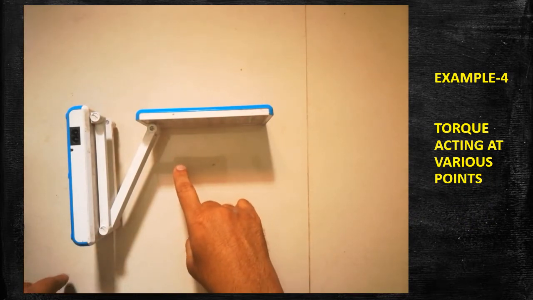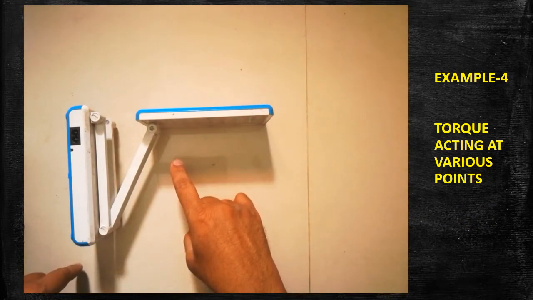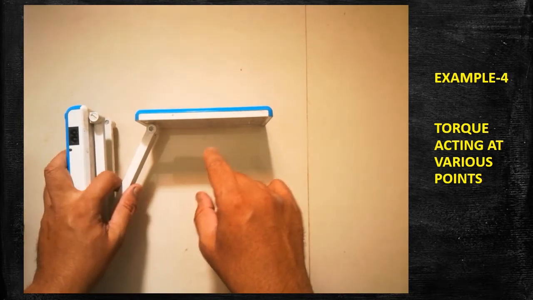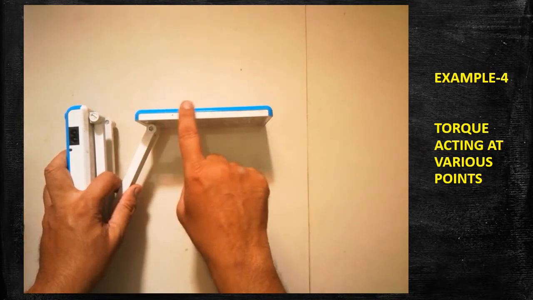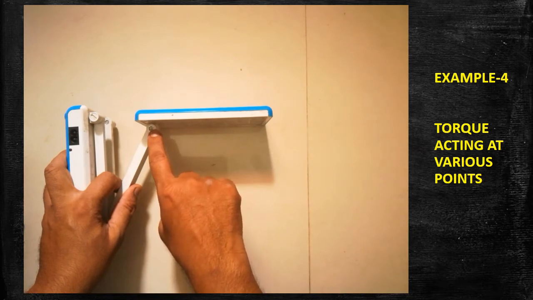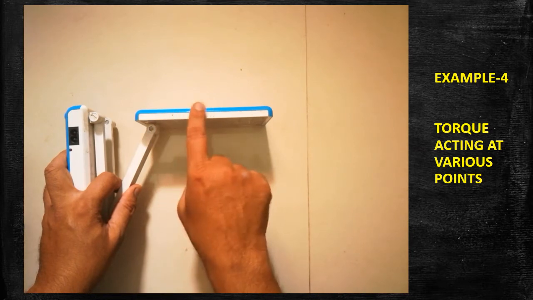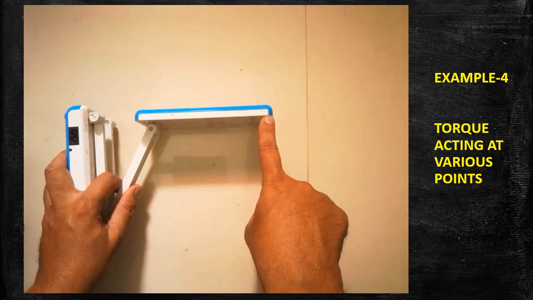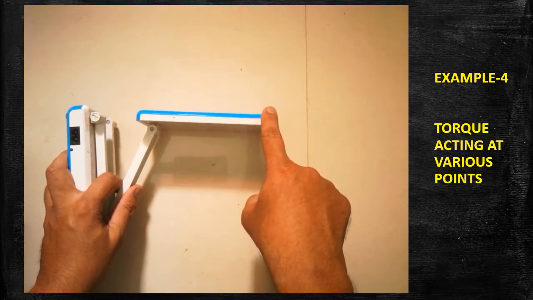Now we are going to see how the torque acts at various positions. With the help of the lamp, I am going to explain. Look at that. Here, this lamp is fitted in this screw support. Now I am going to apply the force here. If you apply the force, look at that.